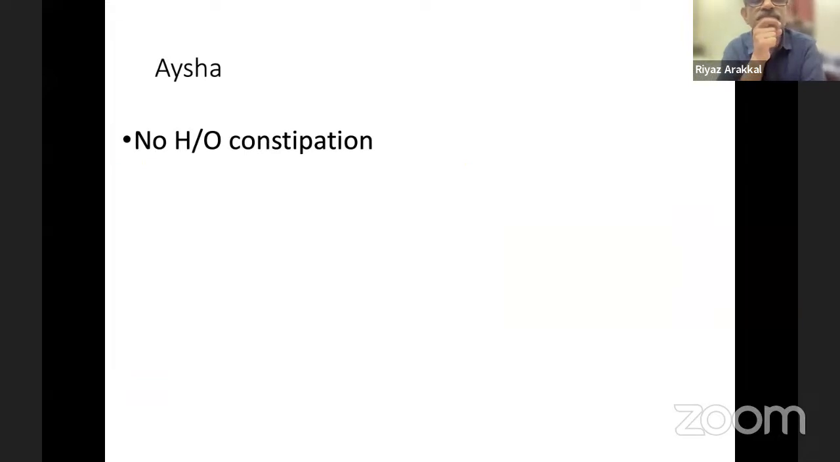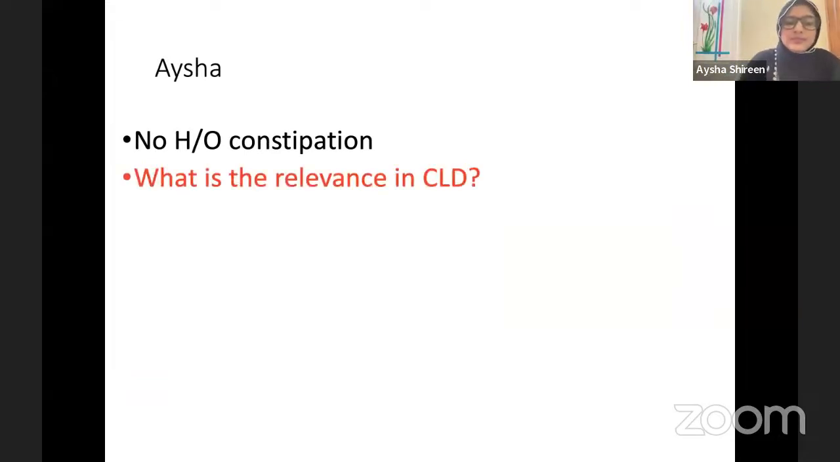Okay. There is no history of constipation. What is the relevance of constipation in chronic liver disease? Suppose you've got a child with chronic liver disease. How do you connect constipation with it? Anybody in the chat box? Chronic liver disease may be hepatitis B, hepatitis C, Wilson disease, so many other conditions.